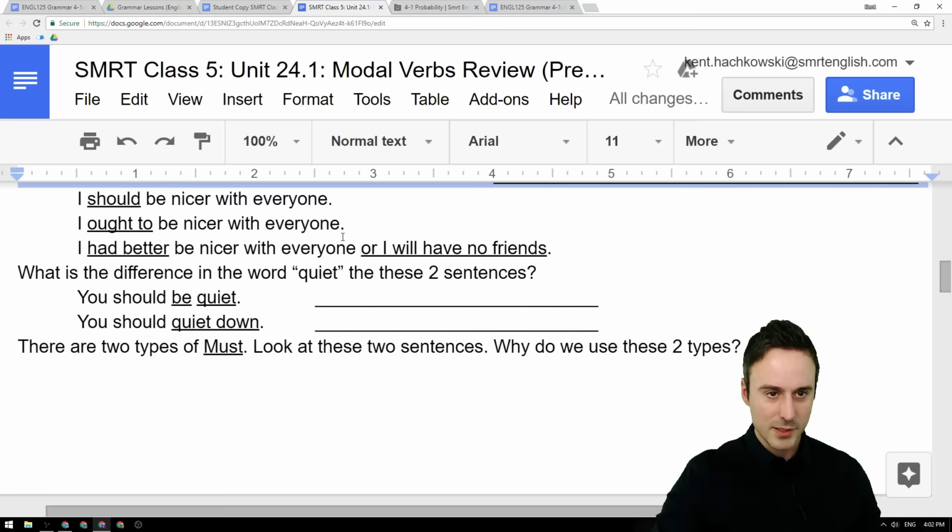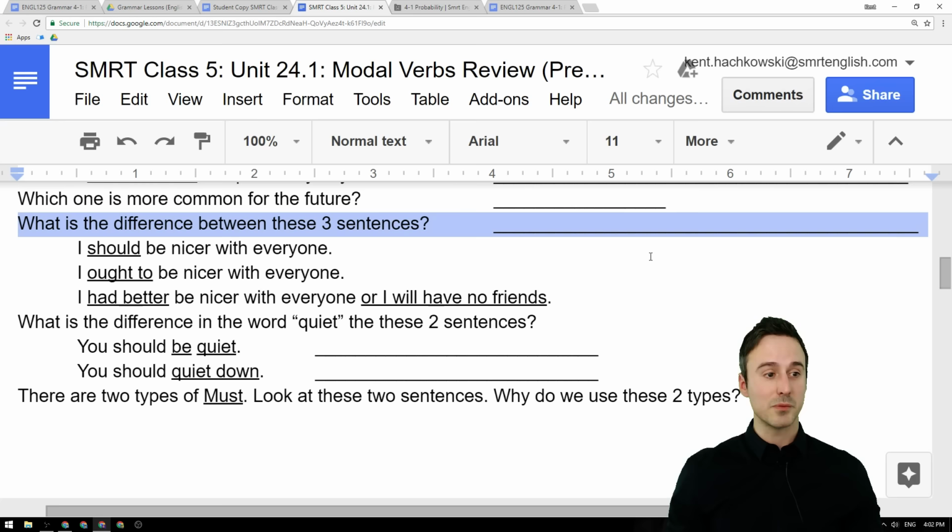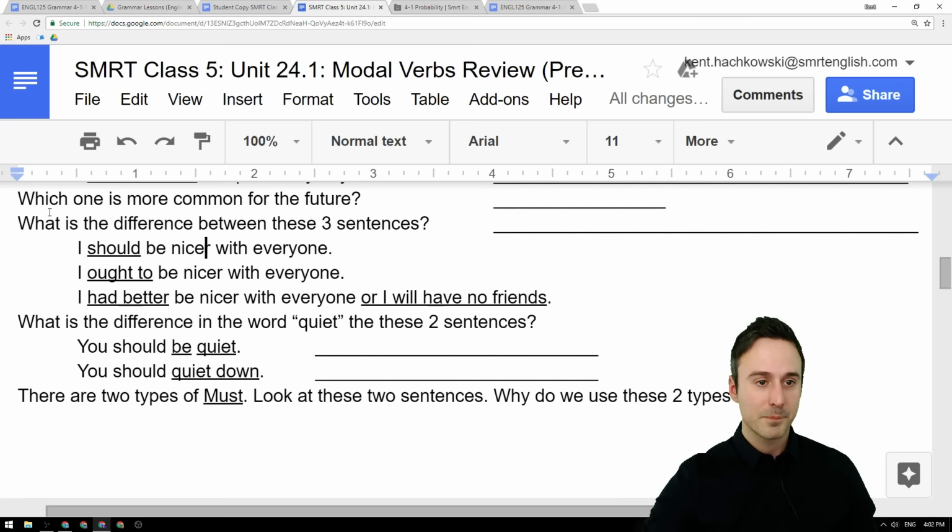Tell me the difference between these three sentences. And if you read carefully, you should be able to tell me if there are some differences or what the differences are if we use should, ought to, and had better. Any differences between those? And obviously you see the third one's got a few different things to it, a little bit more information. So let's start with the first two. Is there a difference between those two sentences?